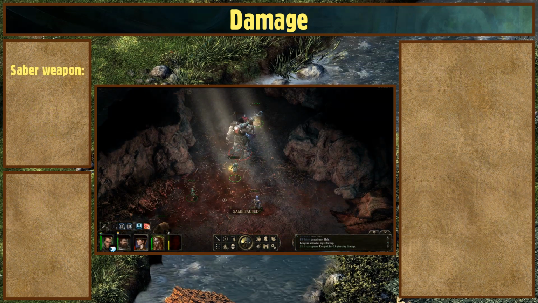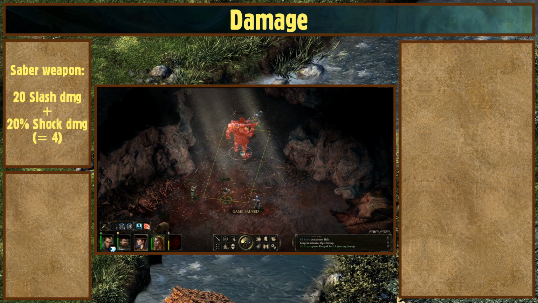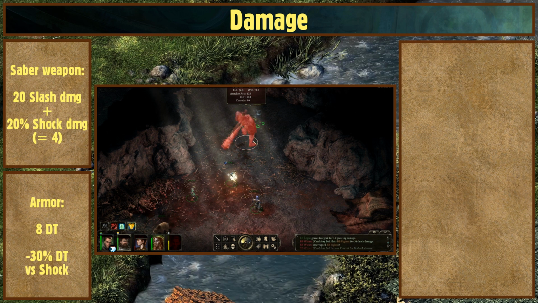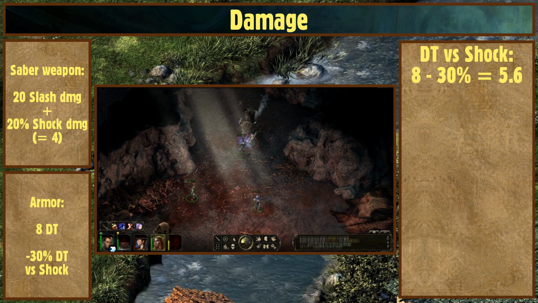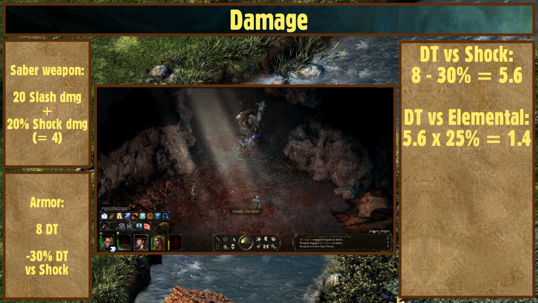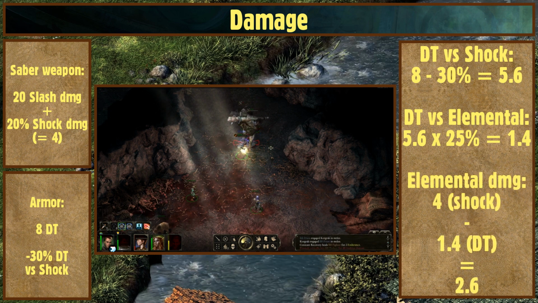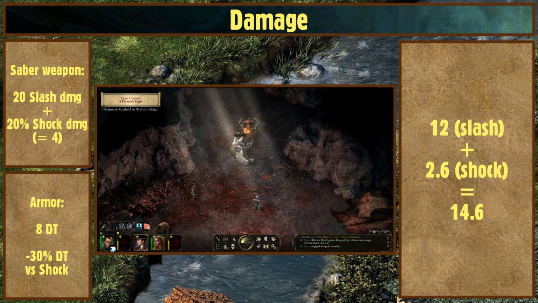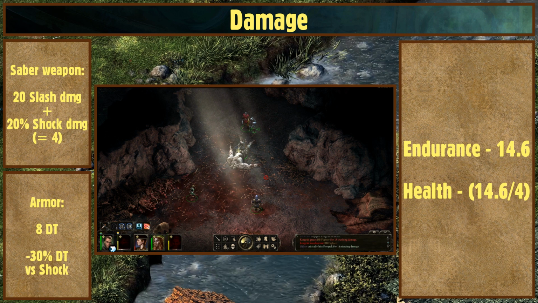For example, if you hit someone with a saber that does 20 damage plus 20% shock damage, so 4, with a target wearing an armor that has 8 DT with no special modifier for slash damage, but has minus 30% shock DT, it takes 12 damage from the saber itself. Against the shock damage, the armor DT is reduced to 5.6, which is then reduced to 25% of its normal value at 1.4 DT. The target takes an additional 2.6 damage from shock, for a total of 14.6. Damages are then applied to the character, the entire value to endurance and 1/4 to health.